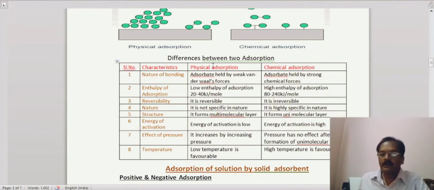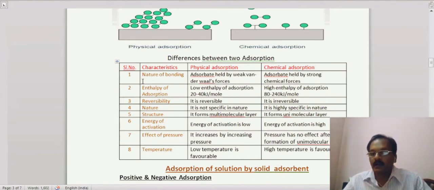The first thing is the nature of bonding. In physical adsorption, the adsorbate molecules are held on the adsorbent by weak van der Waals force of attraction, whereas in case of chemical adsorption, the adsorbate is held by strong chemical bonds. The second difference is the enthalpy of adsorption. The enthalpy of adsorption means the amount of enthalpy or heat content liberated when the adsorbate molecule is held on the surface of the adsorbent. That means adsorption is an exothermic reaction.